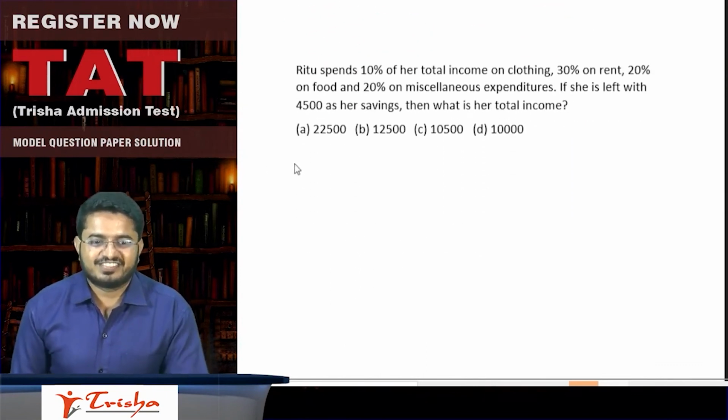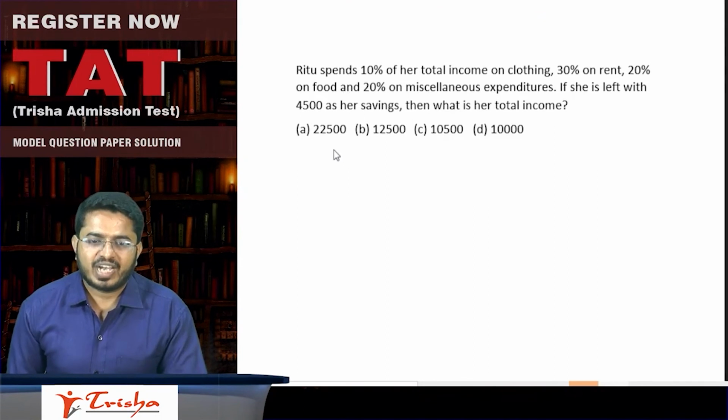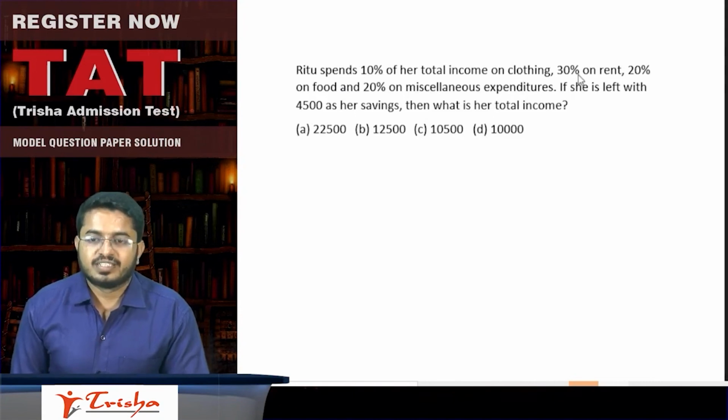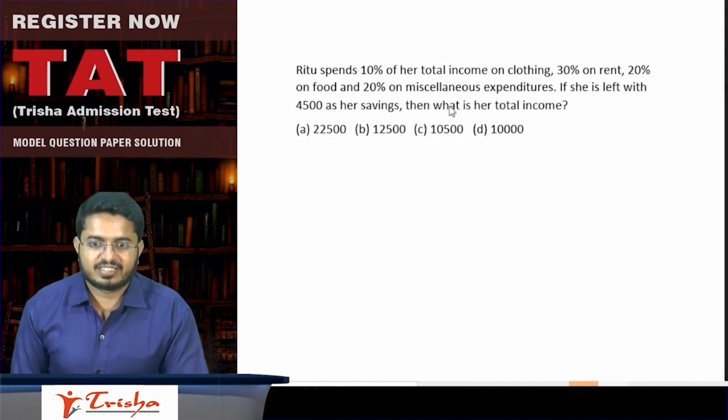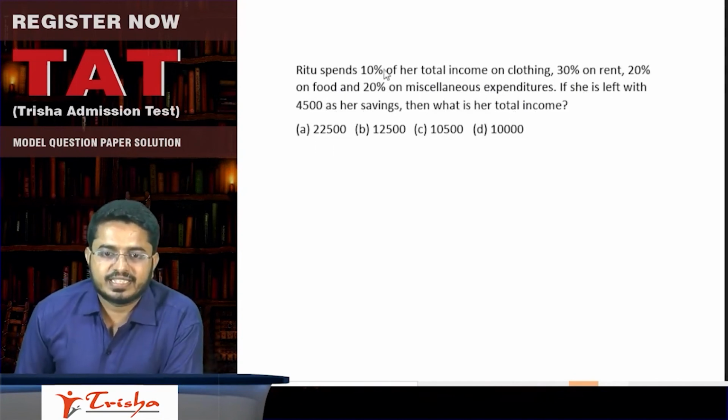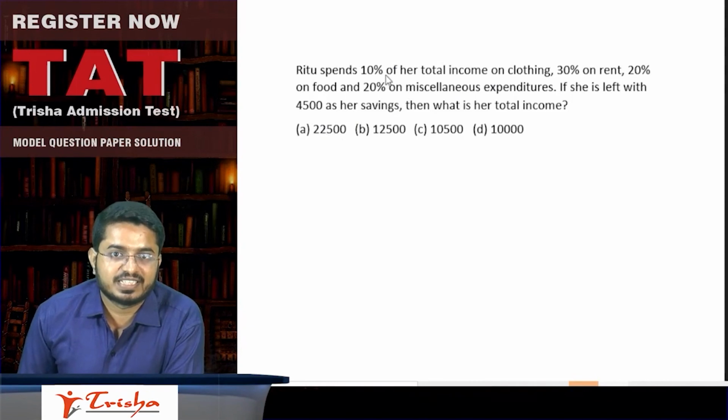Last question with regards to quantitative aptitude, and a simple question once again in front of you. Ritu spends 10% of her total income on clothing, 30% on rent, 20% on food, and 20% on miscellaneous expenditures. If she is left with 4,500 as her savings, what is her total income? As students, they have given income and expenditure, and income we have to find out. Expenditure has been given in percentage terms, correct?